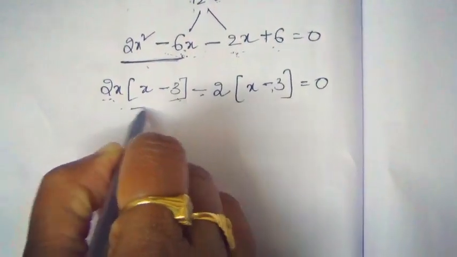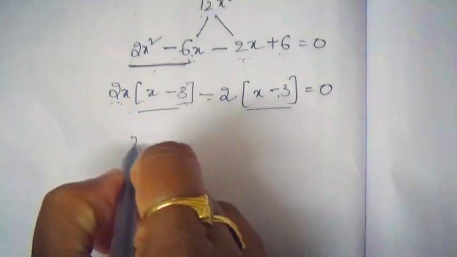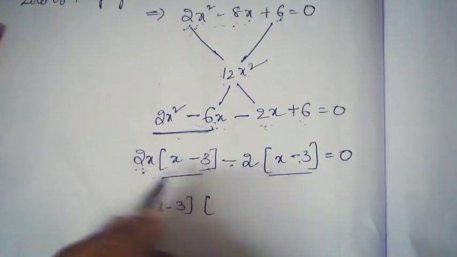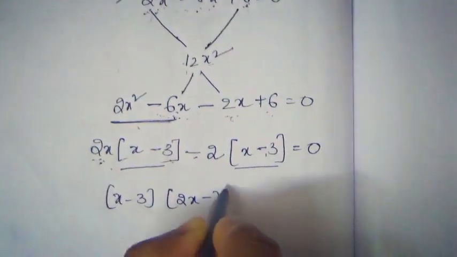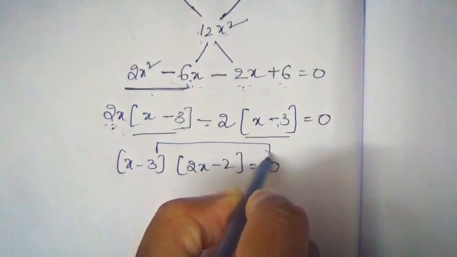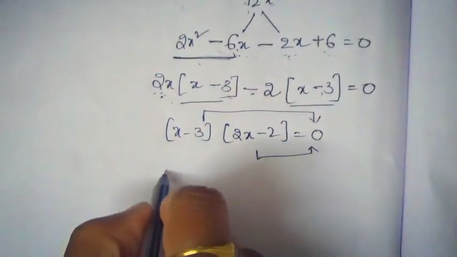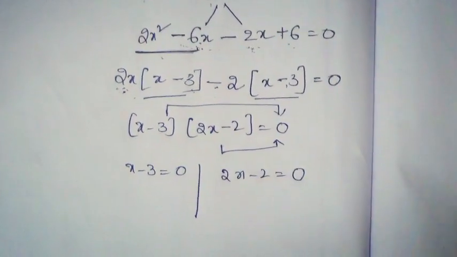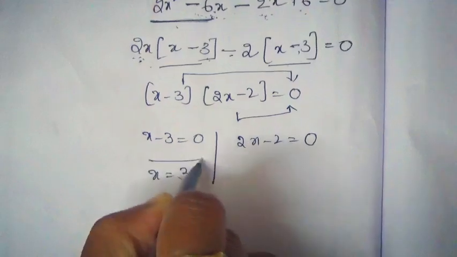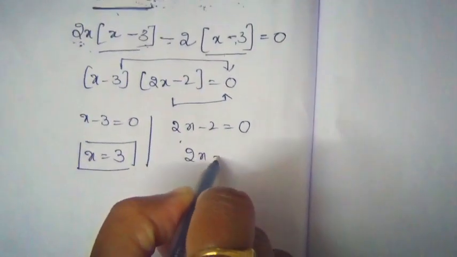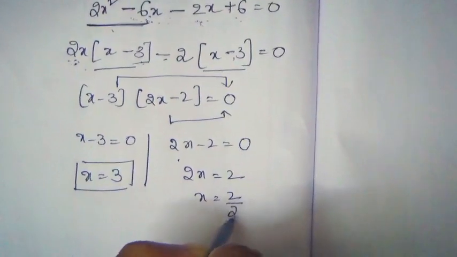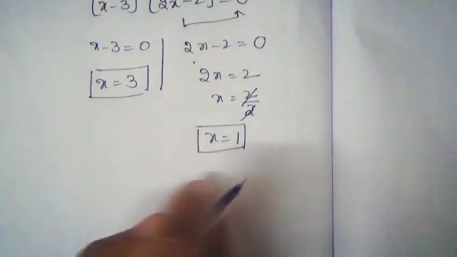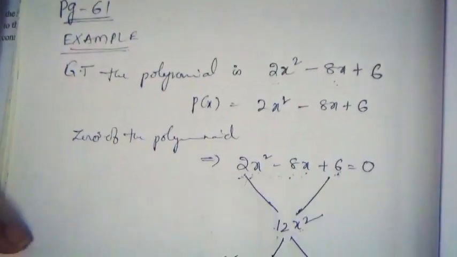From these two terms, what is the common term here? X minus 3. And what remaining terms do we have here? 2x minus 2. That is equal to 0. We equate these two terms with 0. So x minus 3 is equal to 0 and 2x minus 2 is equal to 0. So x is equal to 3. And here 2x is equal to 2, x is equal to 2 by 2. On cancellation, x is equal to 1. Here the two zeros of the given polynomial are 3 and 1.